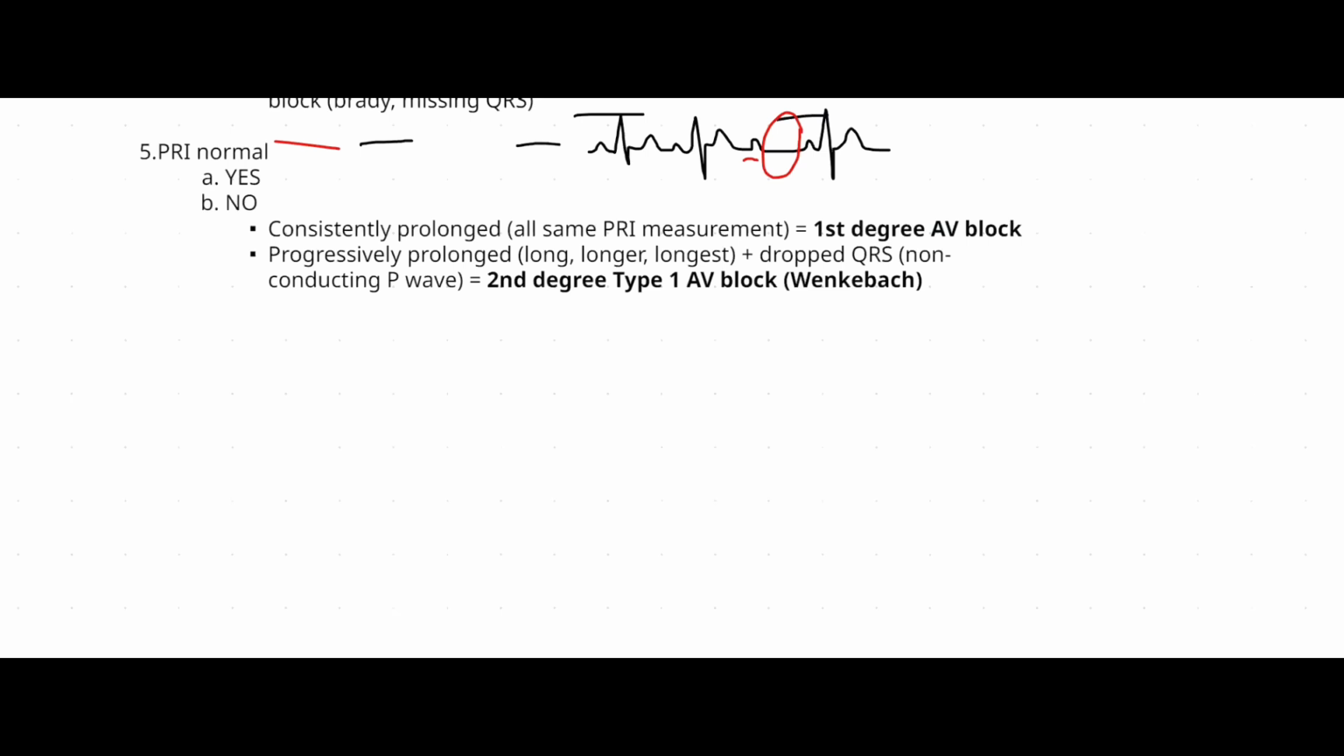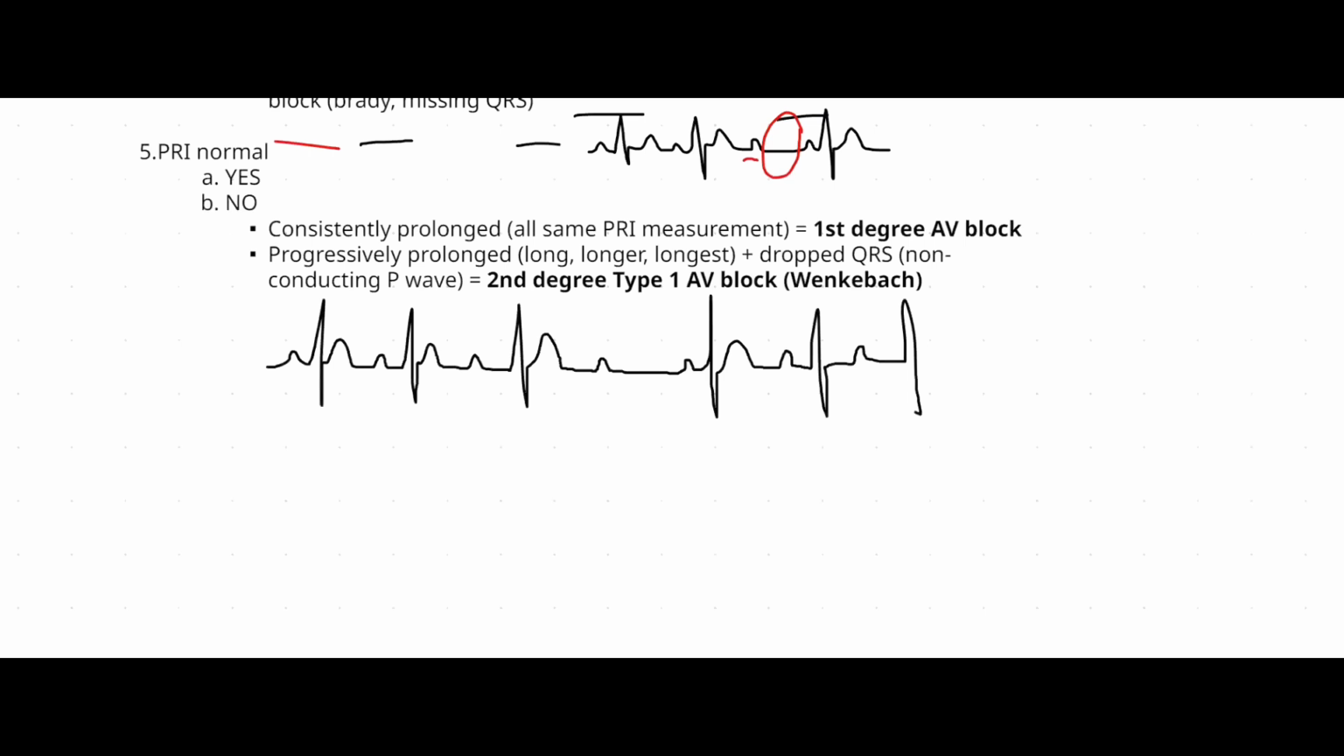Okay, so what's prolonging? This. Okay, so how would you measure that? Again, you could measure it with a caliper here. There's nothing, dropped QRS, right? So what's the prolonging, right? Progressively prolonging: long, longer, longest, drop, and here's the drop. Okay, and then it starts over again. Long, longer, longest, drop. If it doesn't follow that pattern of prolonging, that is not type 1. Okay, that is something else.